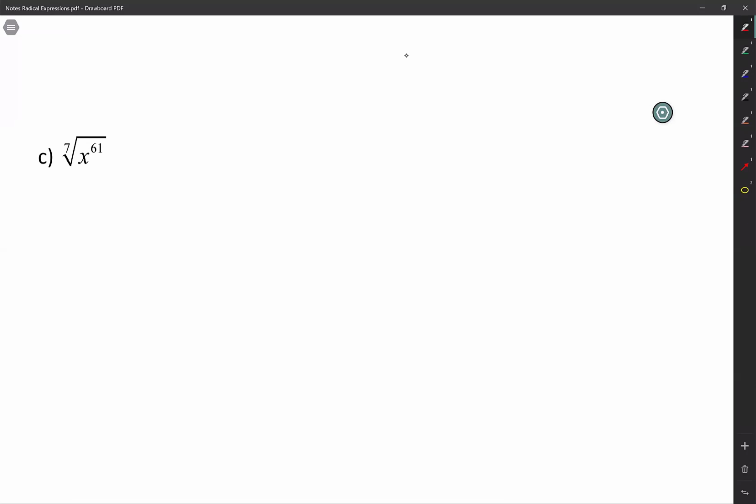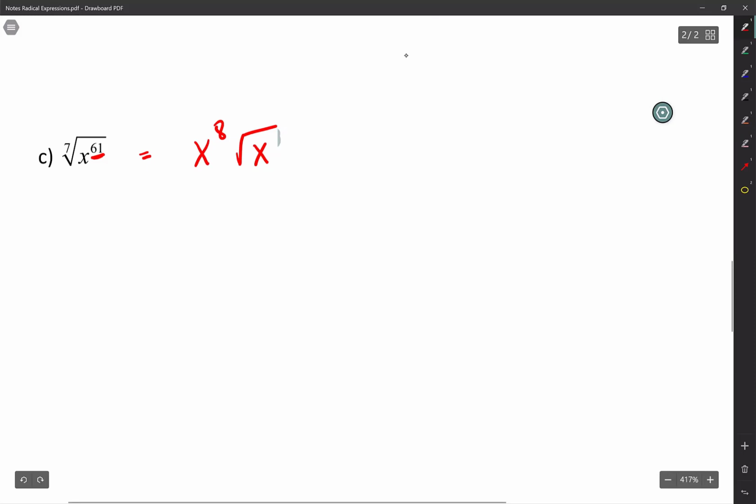Does 7 go into 61 perfectly? No. So we've got to think about what is the highest number below 61 that it does go into perfectly. 56. How many times does 7 go into 56? So this is going to be x to the 8th. How many do I have left over? x to the 5th. Yeah.